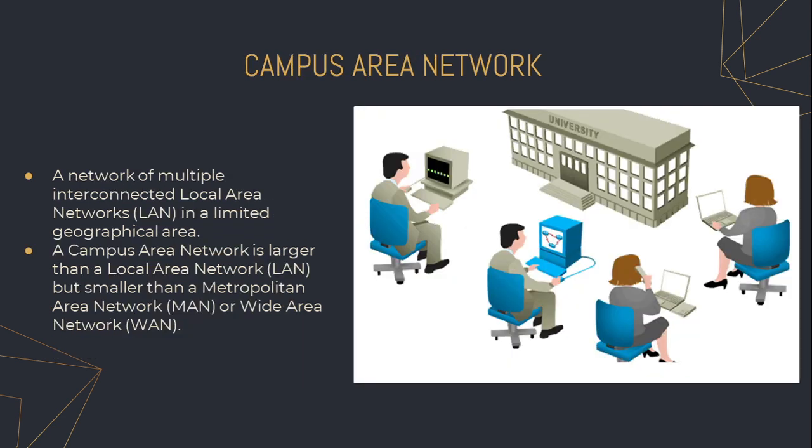Then next, we have campus area network. From the word itself, it is for a particular campus or corporate area. It is basically for a smaller network. So a campus area network is basically a network of multiple interconnected LANs in a limited geographical area. Basically, a campus area network is larger than a local area network or LAN but smaller than a metropolitan area network or a wide area network.